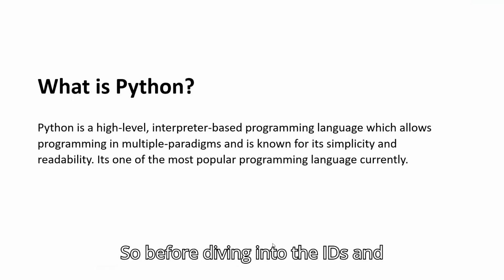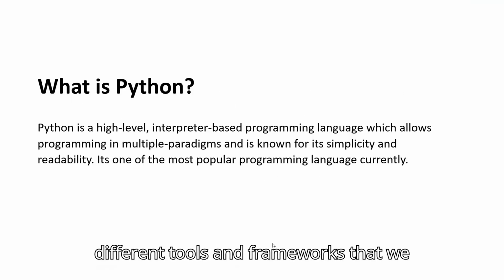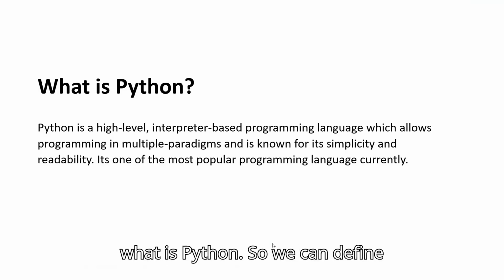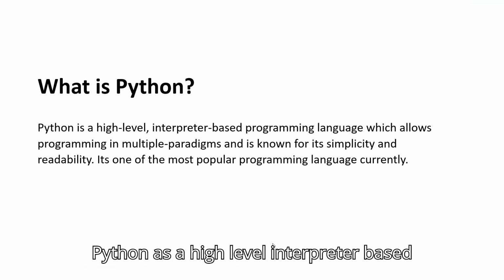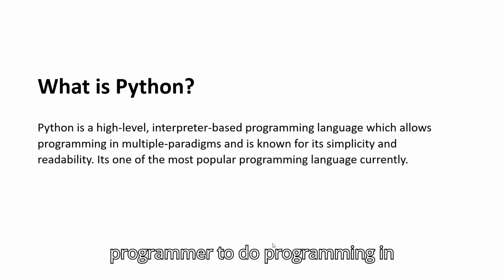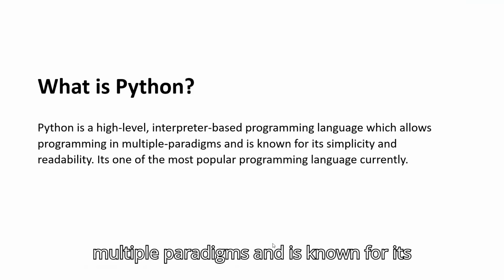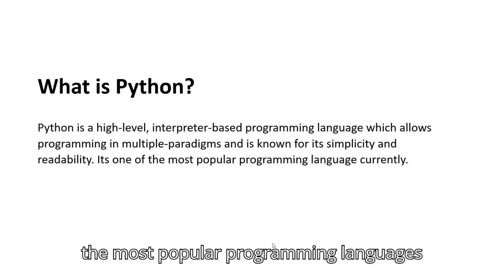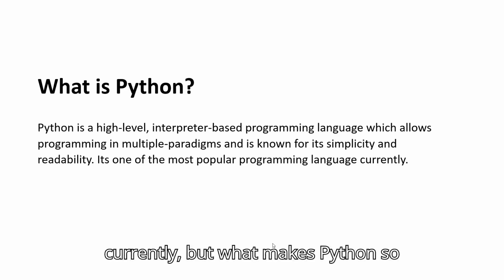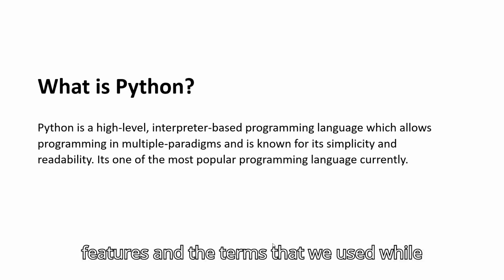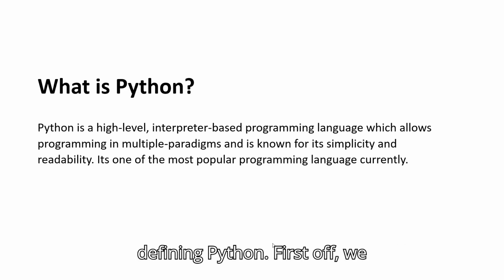Before diving into the IDEs and different tools and frameworks that we basically use, let's actually check out what Python is. We can define Python as a high-level interpreter-based programming language, which allows the programmer to do programming in multiple paradigms and is known for its simplicity and readability. It's one of the most popular programming languages currently. But what makes Python so special? Let's look at some of the features and the terms that we used while defining Python.